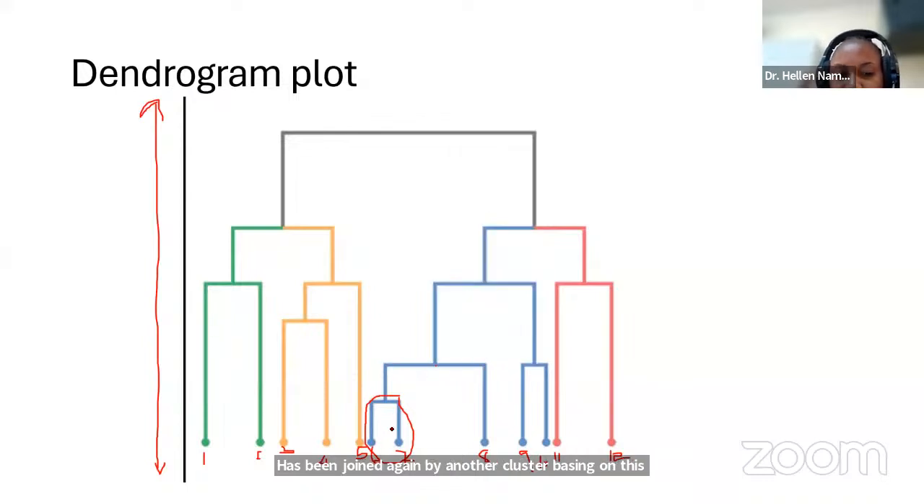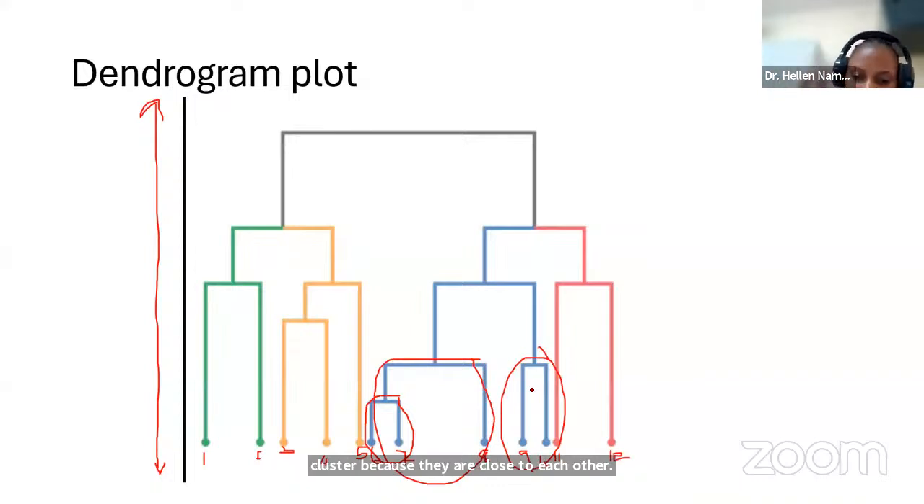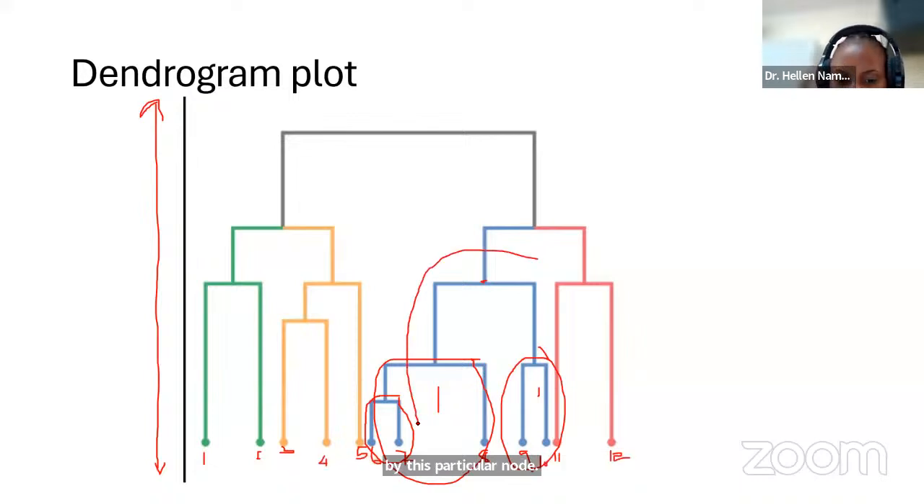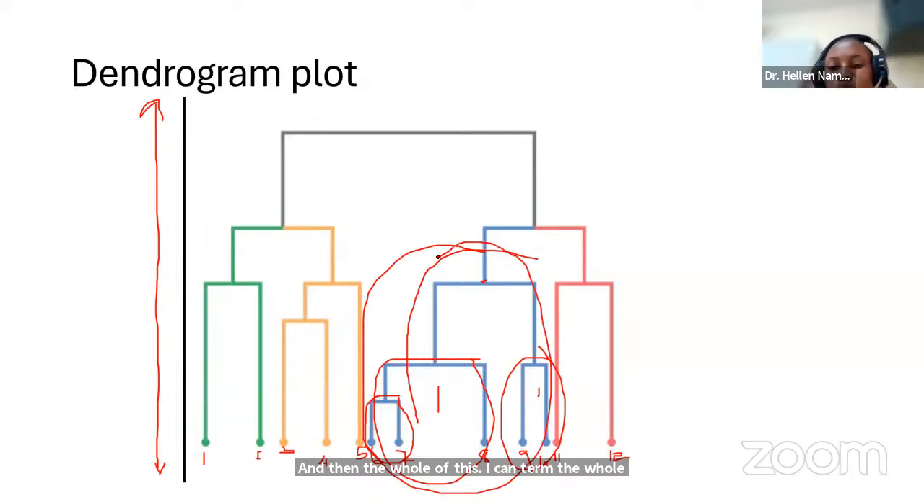If I call this one A, and it also joined with B, I can still collapse the whole of this to become one cluster. And then I can also collapse this to be one cluster because they are close to each other. At the end of the day, as I build going upwards, this cluster here is also joined with this cluster by this particular node, and then the whole of this I can still dissolve into one cluster.